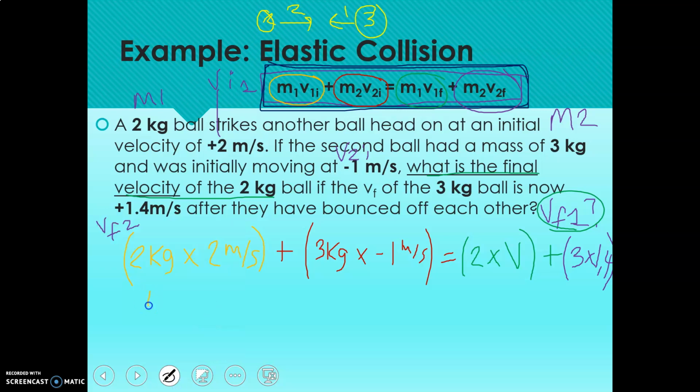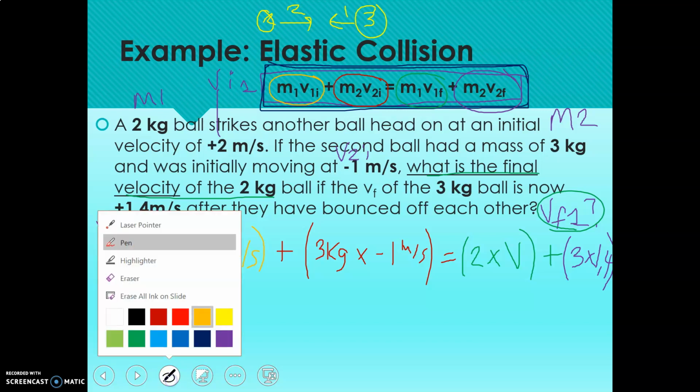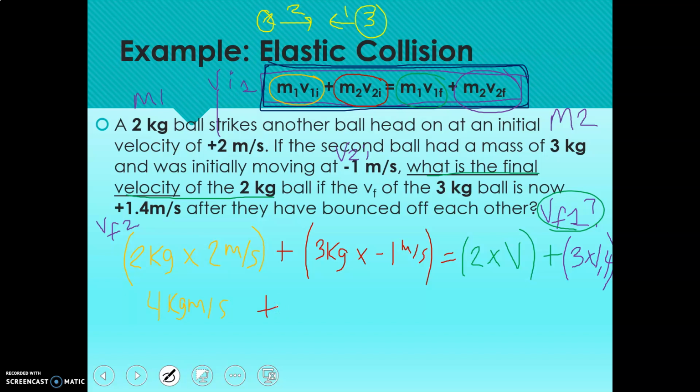So 2 times 2 is 4 kilogram meter per second, plus 3 times -1, now that's going to give you a -3 kilogram meter per second, equals 2 times V, so that's just 2V. We can't do anything with that quite yet, but we're going to get there. 3 times 1.4, and that is 4.2 kilogram meter per second. Okay, so now we can start simplifying a little bit more.